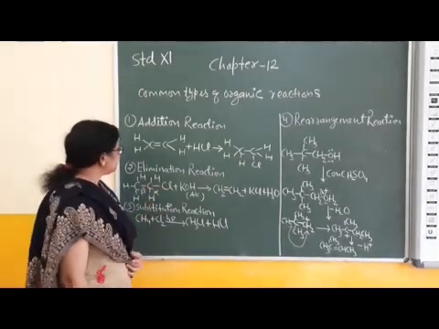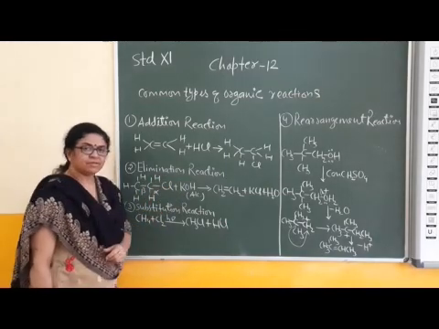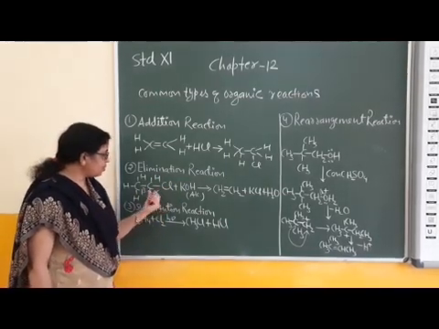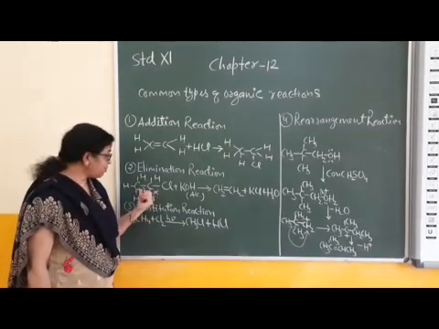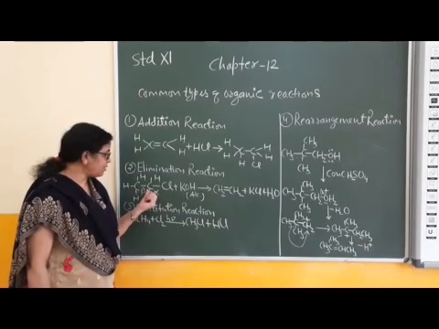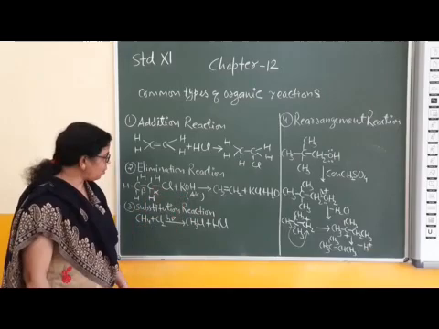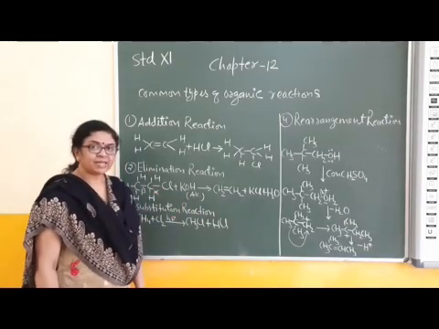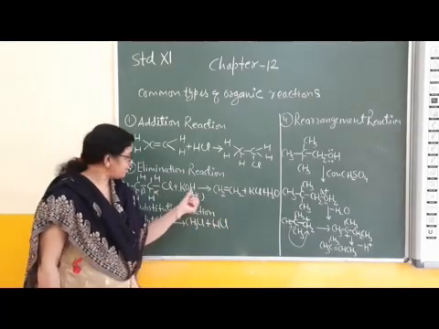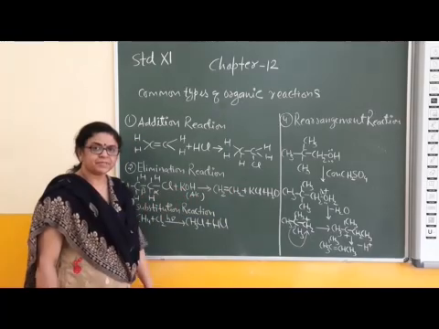Elimination reaction. Elimination of atoms. For example, halide, chloroethane. 2 carbon containing, maybe more than 2. Minimum 2 carbon atoms are required, right? A 2 carbon containing halide in the presence of alcoholic potassium hydroxide gives alkene, and this alkene is ethene. And byproducts are KCl and water, right?